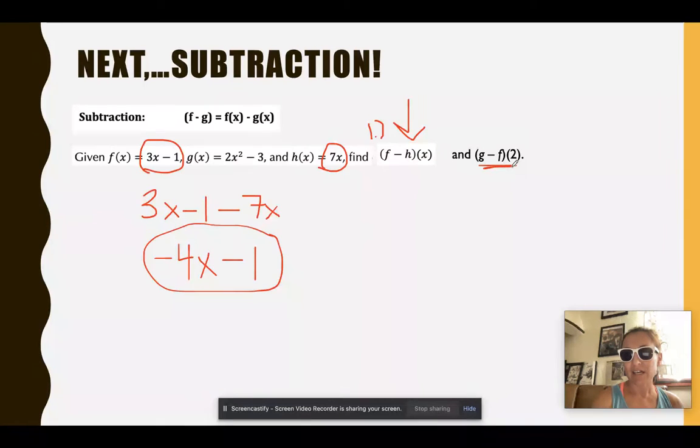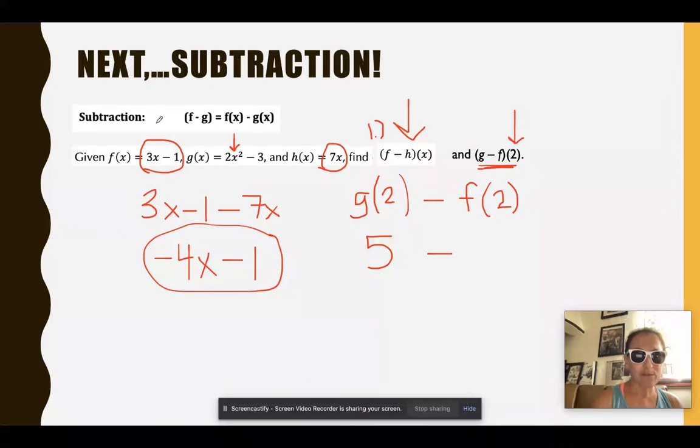Let's take a look at the second example. In this one, they've inserted a value here, but it's still the same thing. We're just going to subtract the g function and the f function, but when we do that, we're going to insert a 2 into both functions. Let's quickly work these out. If we do g of 2, that's going to be 2 squared, which is 4, times 2, which is 8, minus 3. G of 2 is 5.